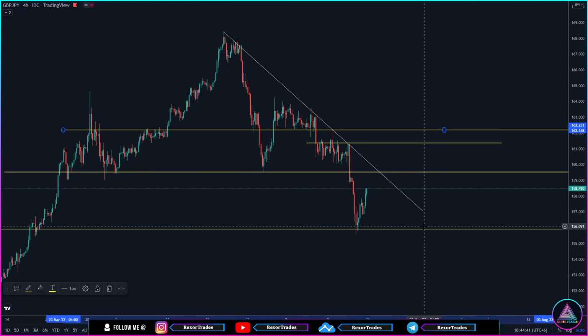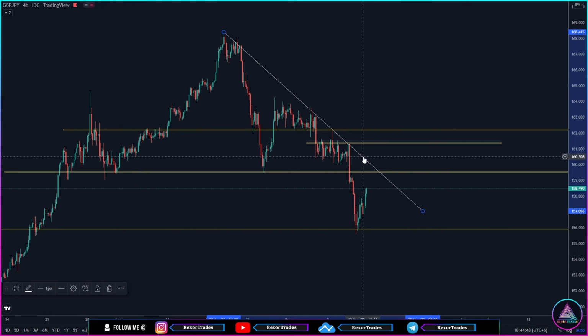Or GBPJPY might also continue to go down with further bearish move to probably make new lower low if GBPJPY faces a strong price rejection right after retesting this downtrend line over here.